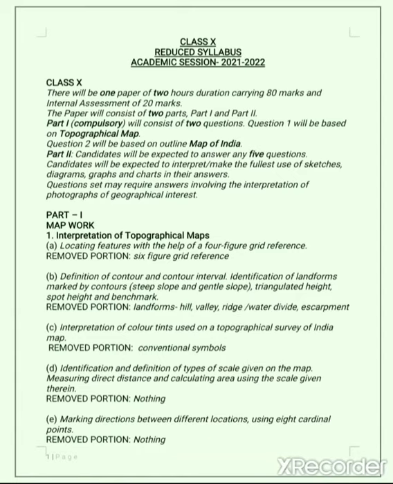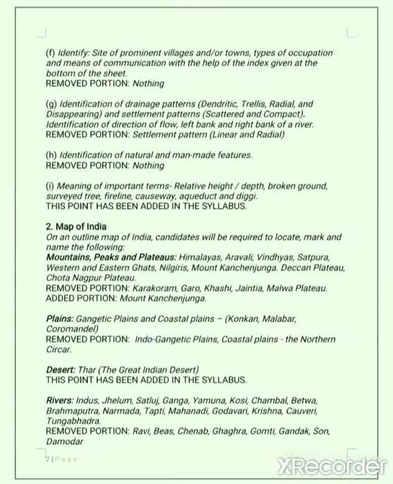Next, marking directions between different locations using 8 cardinal points. So you should be able to mark directions between different locations using 8 cardinal points, and from this part nothing has been removed. Next, you are supposed to identify site of prominent villages or towns, types of occupation and means of communication with the help of the index given at the bottom of the sheet. From this part nothing has been removed.